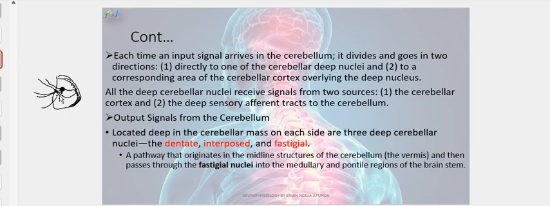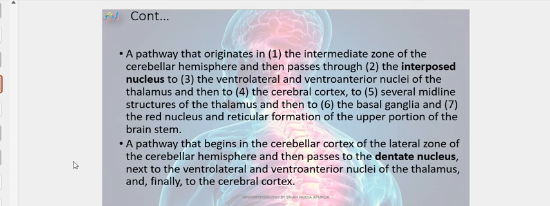So we've said that the nuclei, in as much as they receive the input from the afferent sensory fibers, will also receive input from the cortex. Specifically, the vestigial will receive from the cortical region of the vermis, and then passes to the vestigial nuclei. And then from the vestigial nuclei, it goes to the medullary and the pontine regions of the brain, as we are able to demonstrate while covering the functional regions of the cerebellum.